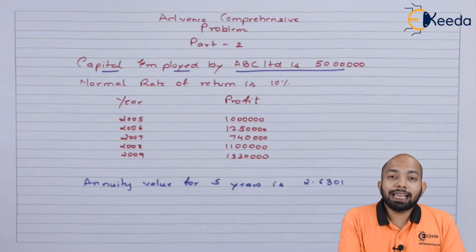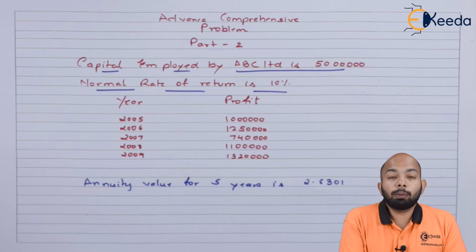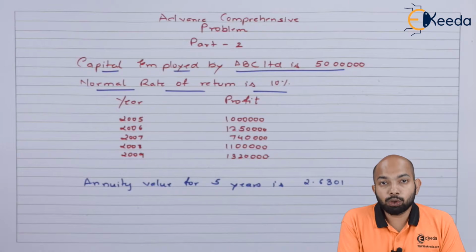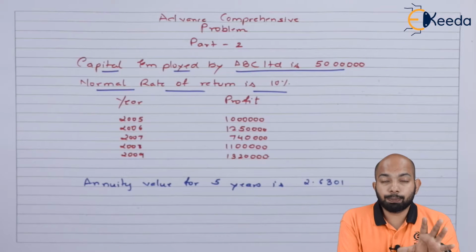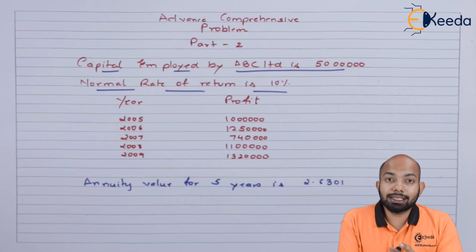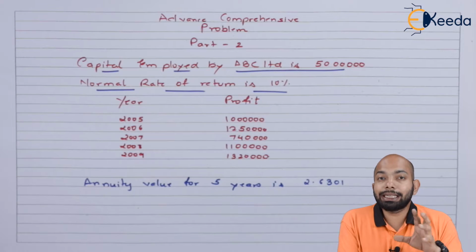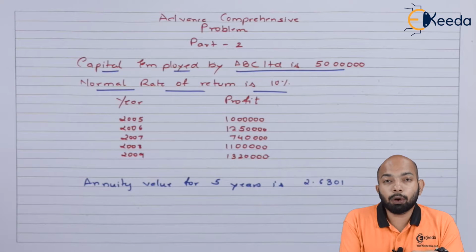with the explanation. Capital employed by ABC Limited is 50 lakh rupees, that has been mentioned here. Normal rate of return is 10%, that has been also mentioned. Along with that, we have the number of years, that is 5 years. Profit has been mentioned here. If we look at the trend in this illustration, it doesn't show any increasing or decreasing trend. Hence, we'll be using only the simple profit method.